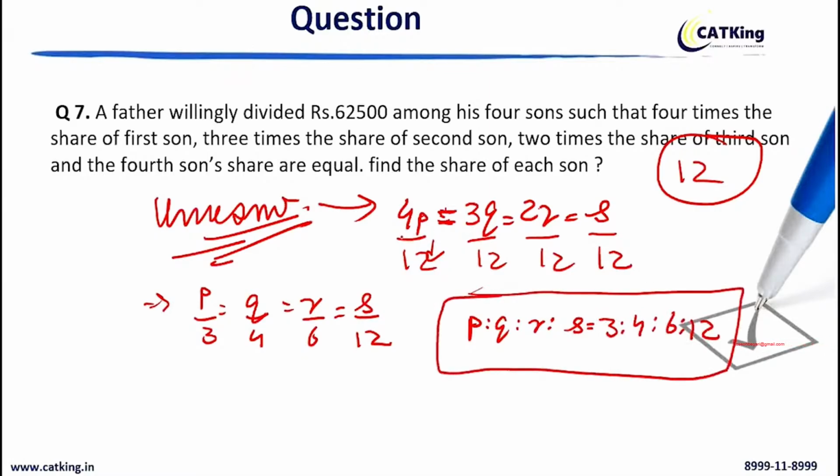LCM is 12. 4P is given, this will be 3. 4 3s are 12. This is 3, this will be 4. This will be 2, this will be 6. This is 1, this will be 12. I think we teach this in basic 1, so there is no further explanation needed here.